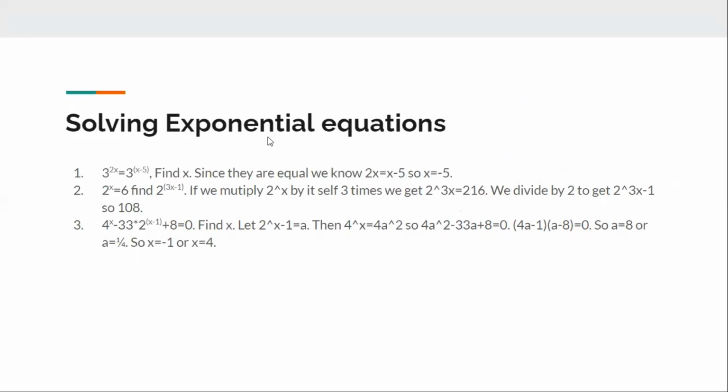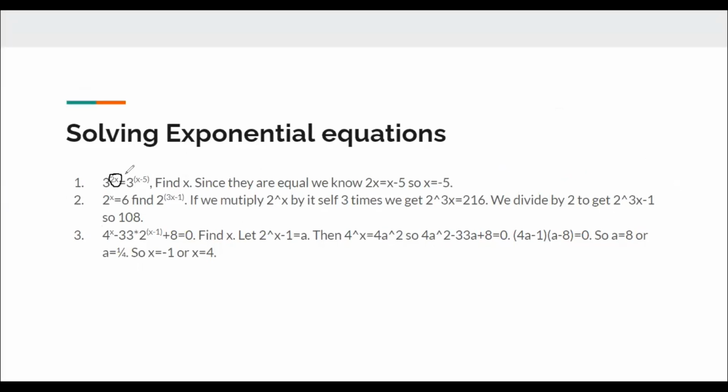Okay, so solving exponential equations. The best way to learn these is to look at examples, so that's why I put some examples. The first question is: find x such that 3 to the power 2x is equal to 3 to the power x minus 5. Since you want them both to be equal, the exponents have to be equal as well. Since if the exponents are not equal, then both of these won't be equal. So that means 2x has to be equal to x minus 5. That's it. So x is equal to negative 5. That's your answer. Pretty straightforward there.